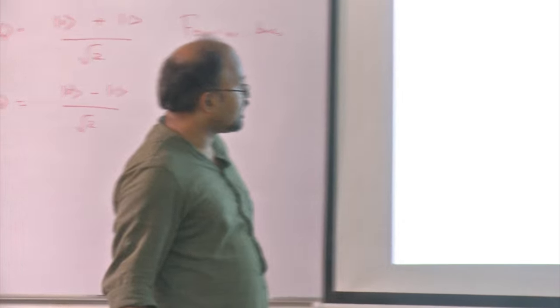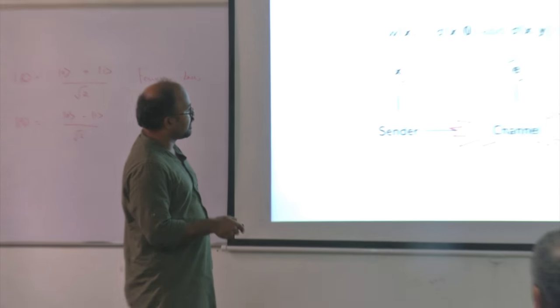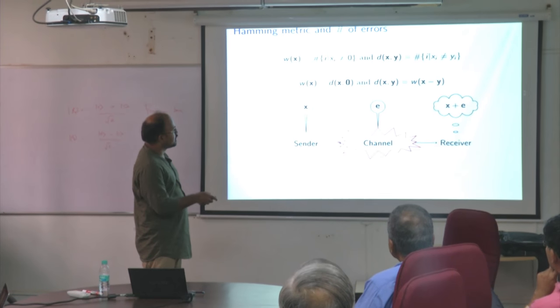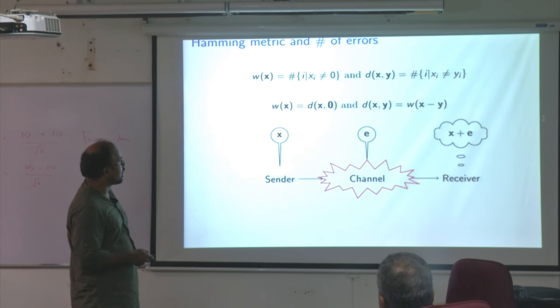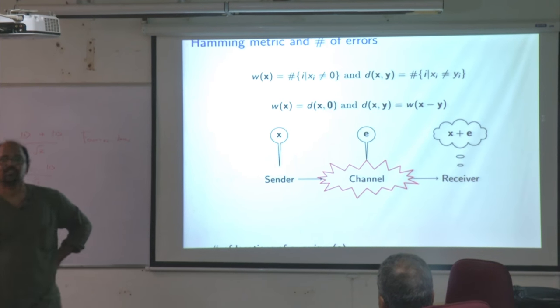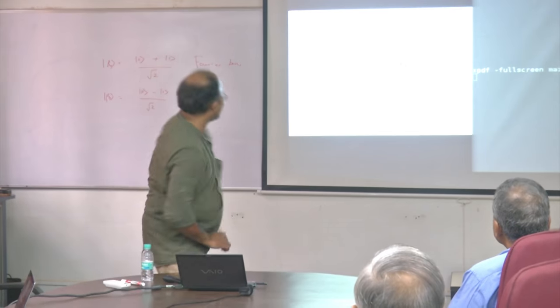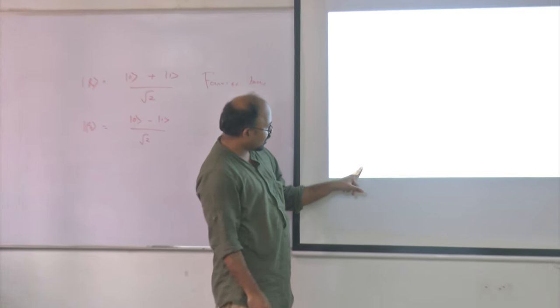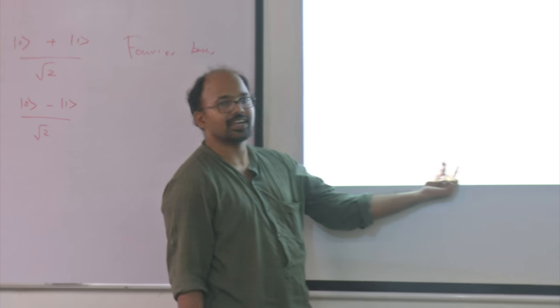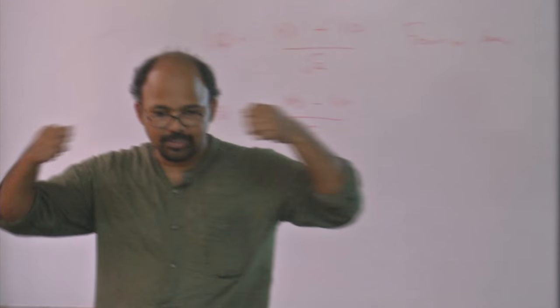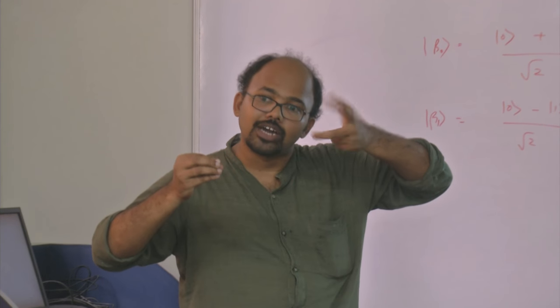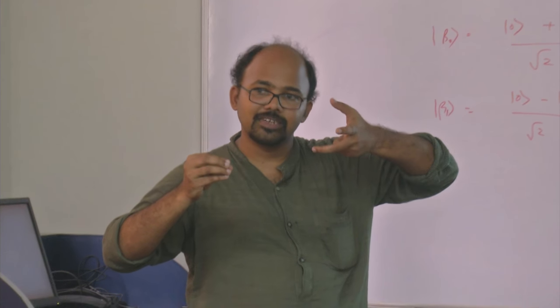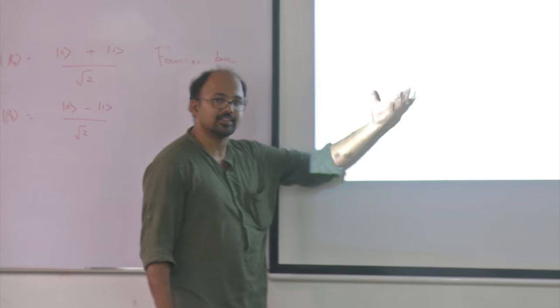Okay, so now look at the classical channel. Sender sends x and the channel adds an error e. So the receiver thinks that the sender has sent x plus e. Now, if you want to know how many positions got corrupted, the number of positions where error has occurred is just the Hamming weight of e. So if you look at this e vector, if e_i is 0, that means that bit has not been flipped. If e_i is 1, that means that bit has been flipped. So essentially, the Hamming weight captures how many errors have occurred.